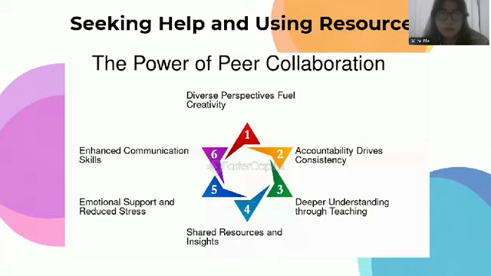Thanks to peer collaboration, diverse perspectives fuel creativity, accountability drives consistency, deeper understanding comes through teaching, shared resources and insights, emotional support and reduced stress, and lastly, enhanced communication skills happen. So it's really beneficial to seek help, to not be afraid to seek help, and to use resources.